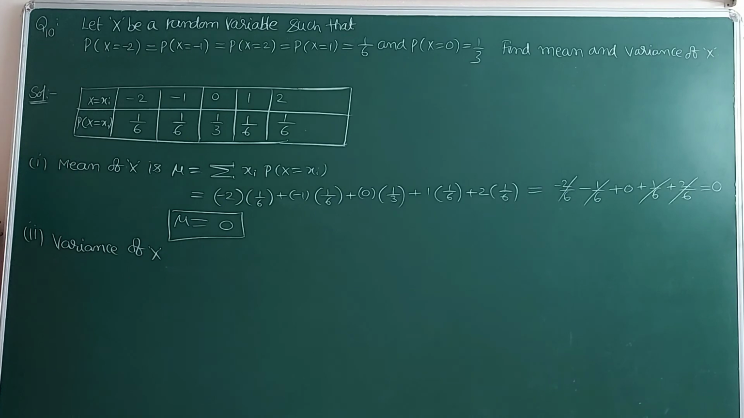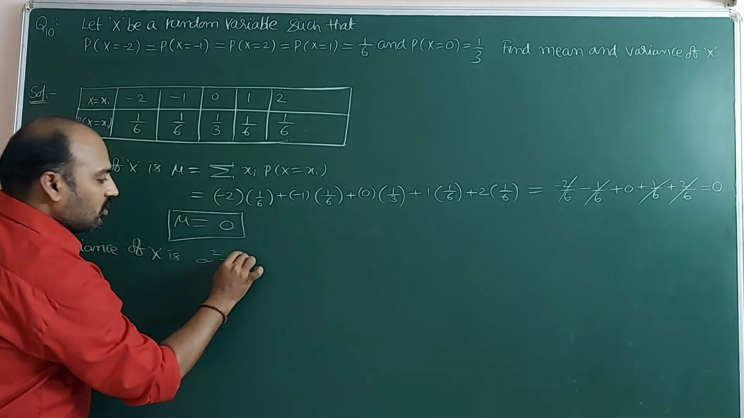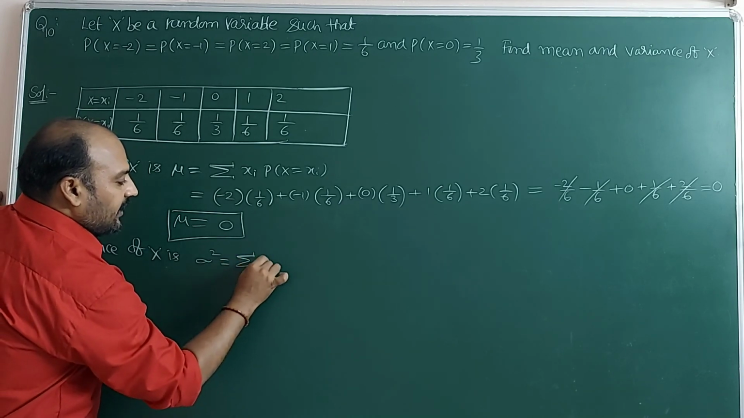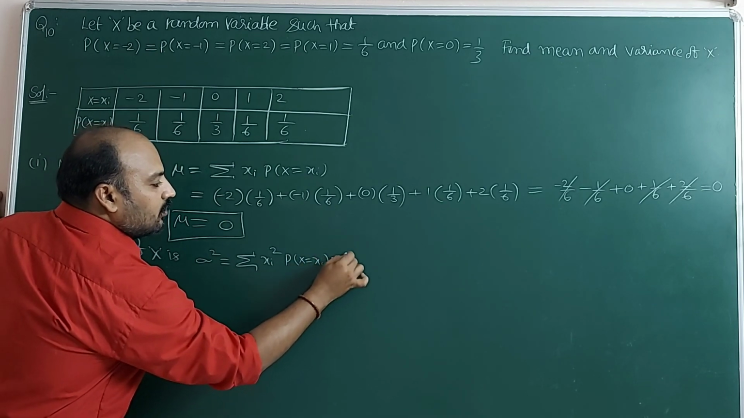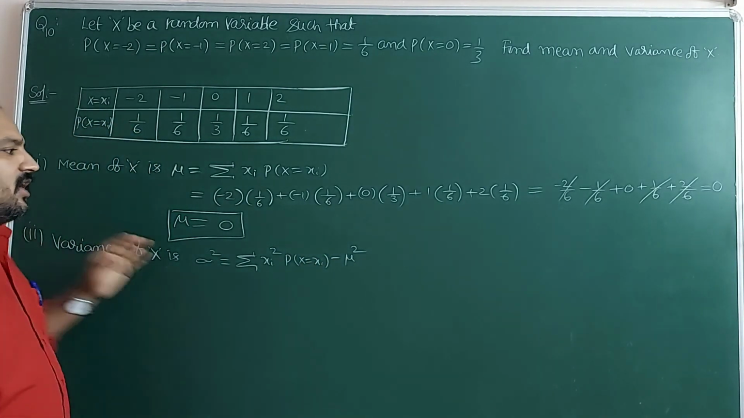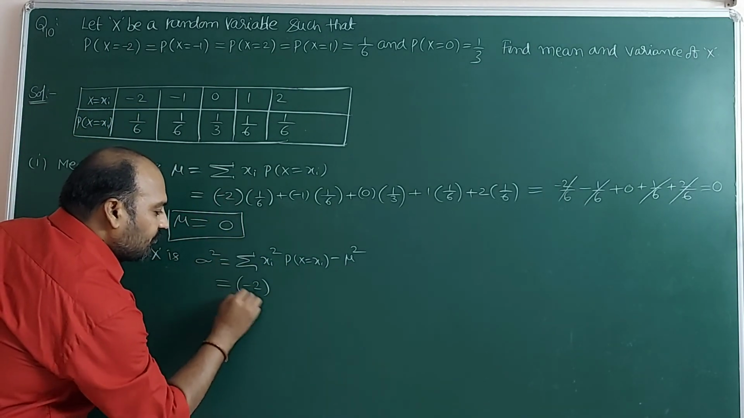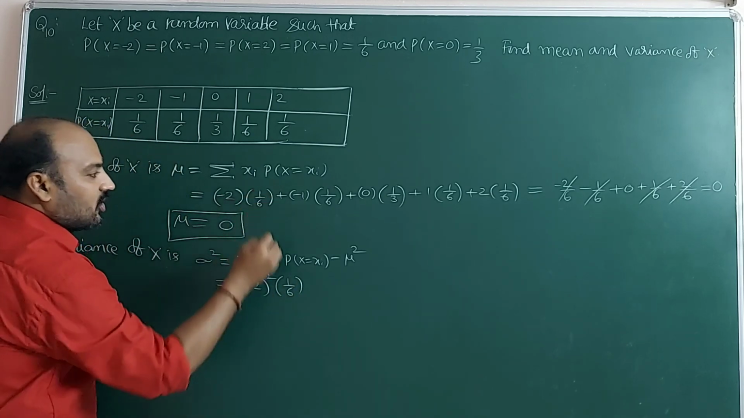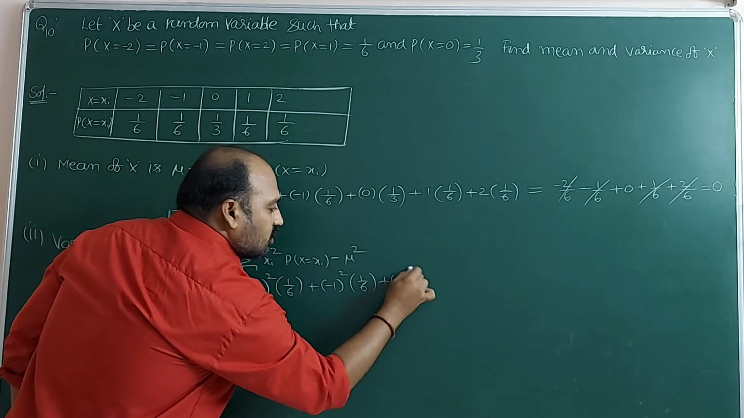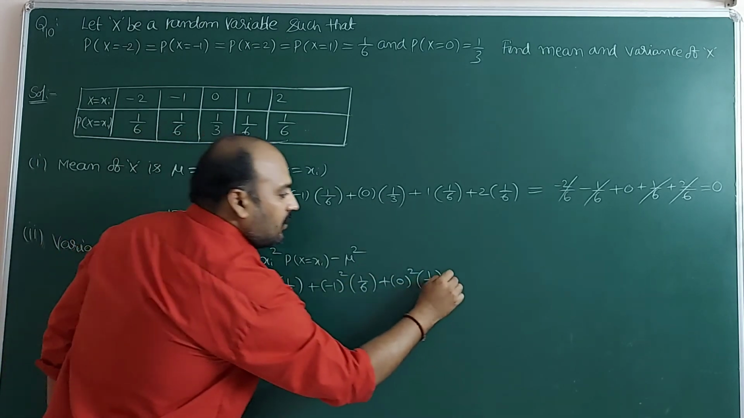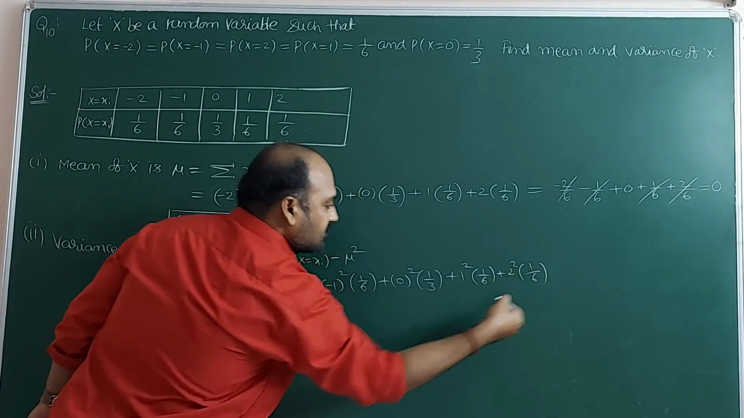Variance of x is sigma square equal to summation xi minus mu whole square into P of x is equal to xi. Anyway, mu value is 0, it will be negligible. So minus 2 whole square into 1 by 6 plus minus 1 whole square into 1 by 6 plus 0 square into 1 by 3 plus 1 square into 1 by 6 plus 2 square into 1 by 6.